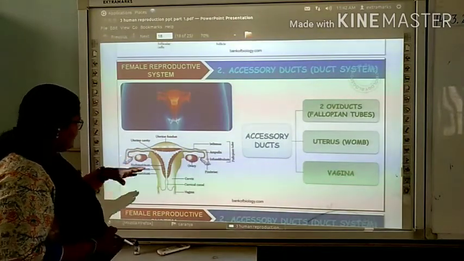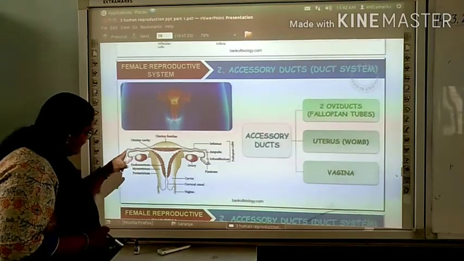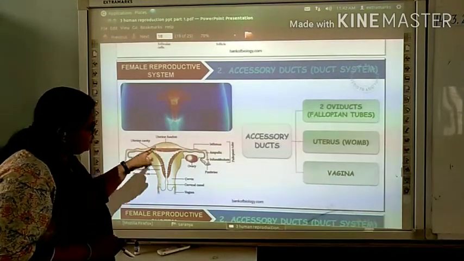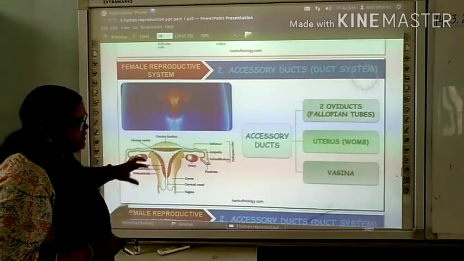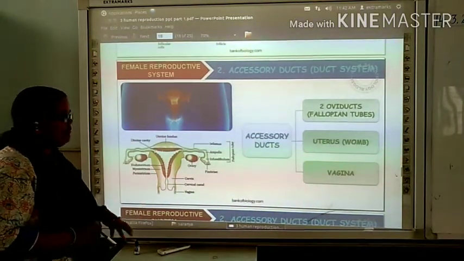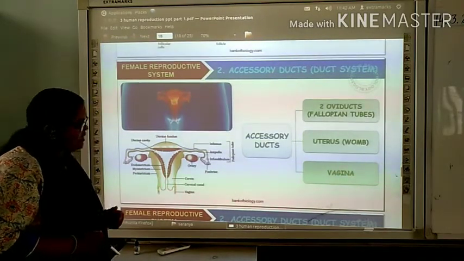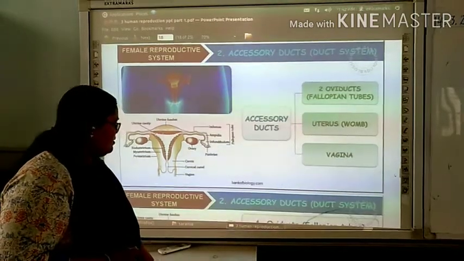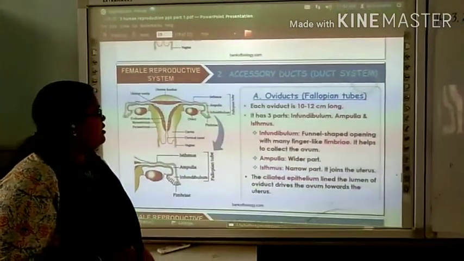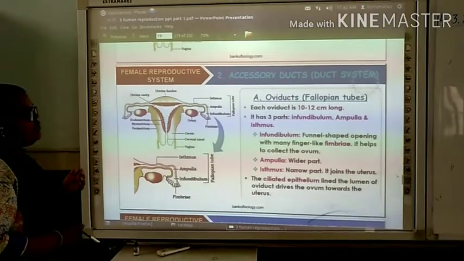So we will see the structure in detail here. This is the ovary, and this part is called the fallopian tube. A pair of fallopian tubes is there, and this entire part is known as the uterus, or the womb. One by one we will go into detail.